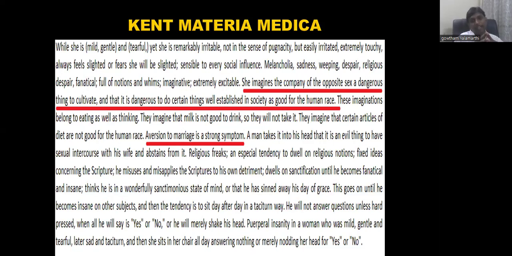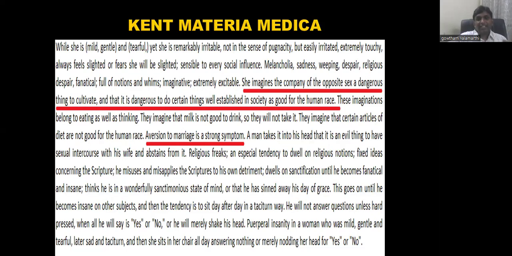Aversion to marriage. A man takes it into his head that it is an evil thing to have sexual intercourse with his wife and abstains from it. See how Kent has narrated the opposite gender. Religious freak, and a special tendency to dwell on religious notions, fixed ideas concerning the scripture. He misuses the scripture to his own detriment, dwells on sanctification until he becomes fanatical. And this goes on till she becomes insane on other subjects.